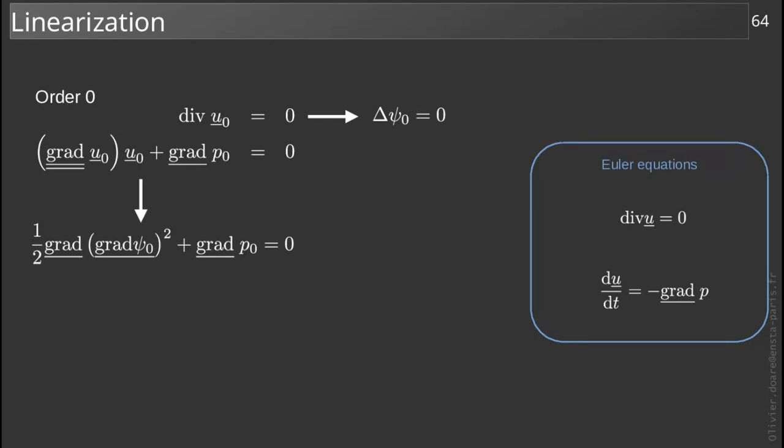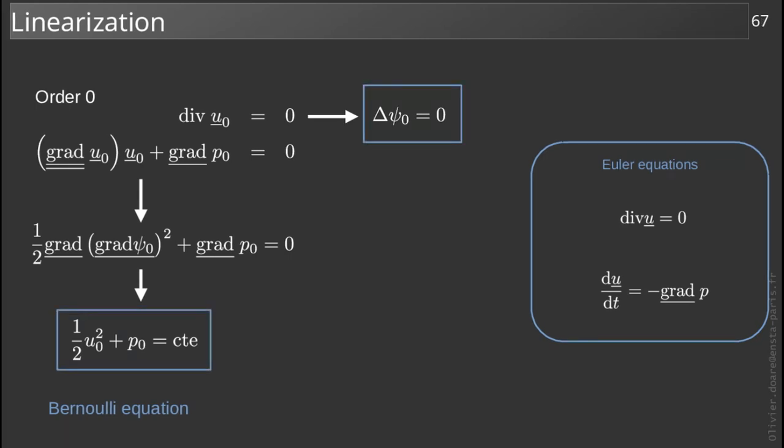There is a gradient in both terms, so we integrate once to get that 1/2 of u naught squared plus p naught is equal to a constant. This well-known equation is the Bernoulli equation. Here are the two important equations of the stationary problem. The first one governs the potential, the second one links the pressure to the gradient of the potential, that is the velocity.